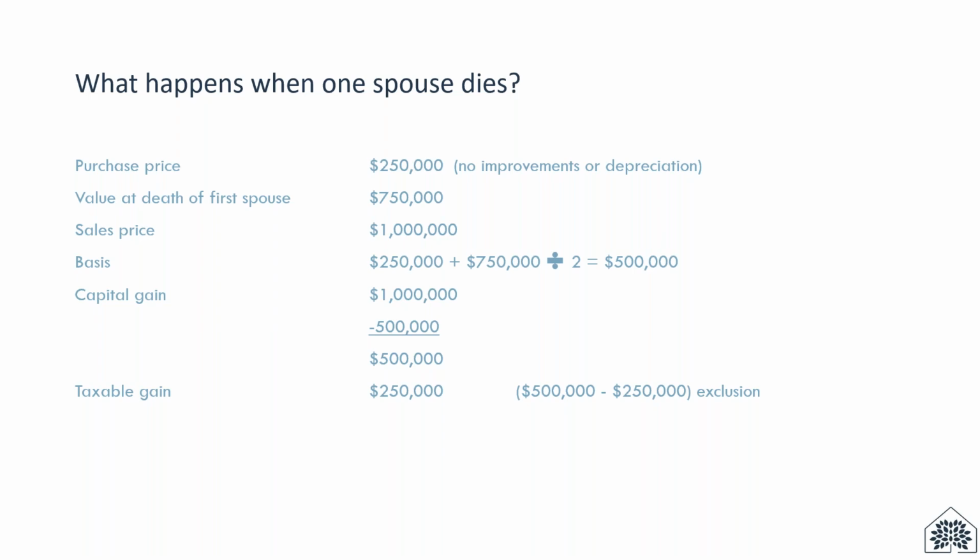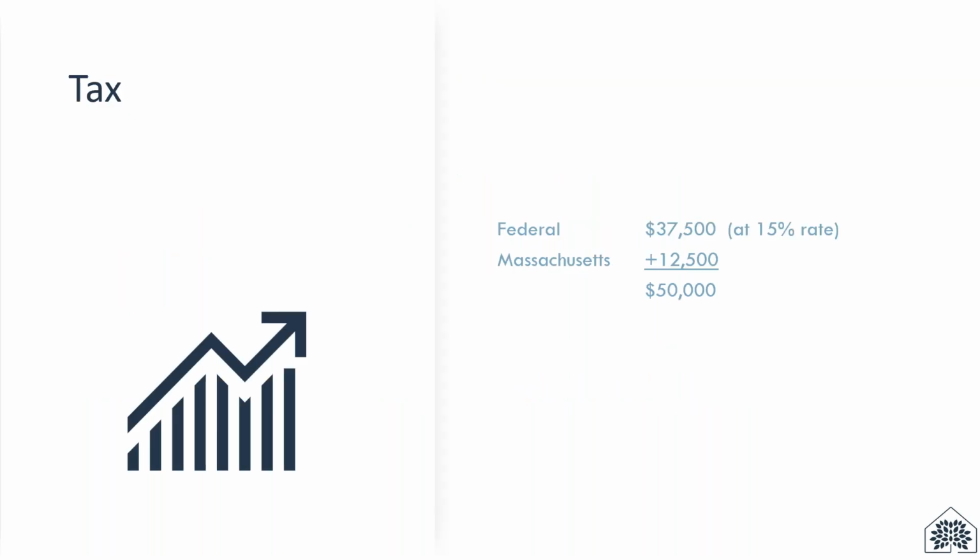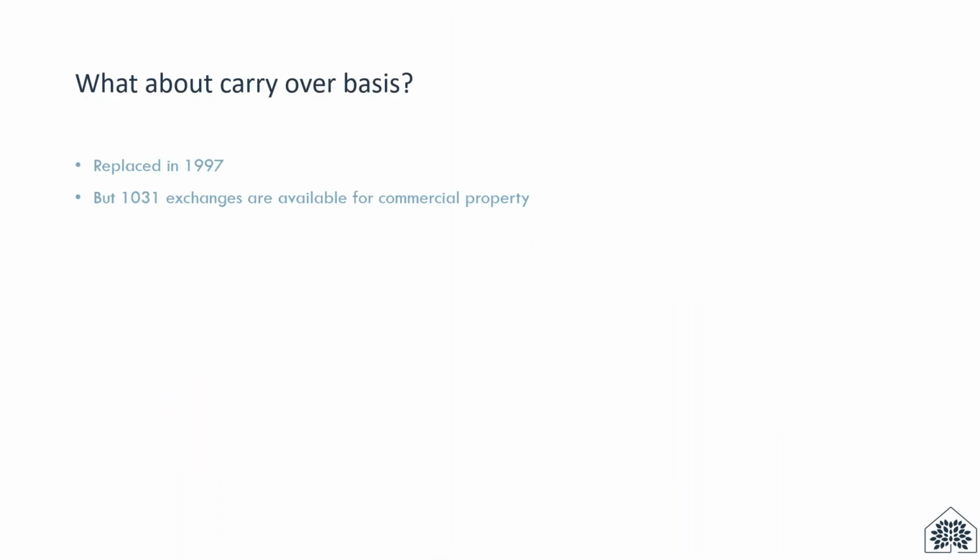Then the surviving spouse sells the property for $1 million. The basis is 500. They have capital gain of 500. They can exclude 250 of the gain, and they still have 250 that will be subject to tax. The tax will be about $50,000: about $37,500 for the federal tax and $12,500 for the Massachusetts tax. Now, a couple of fine points on this presentation about capital gains: what about carryover basis?